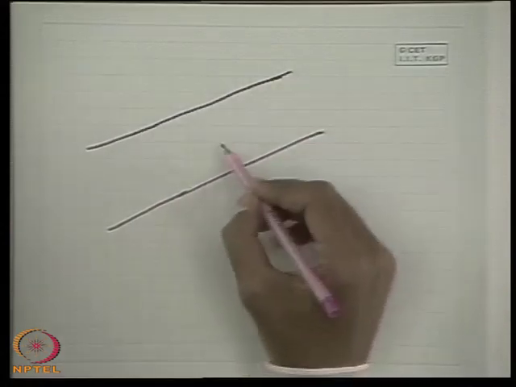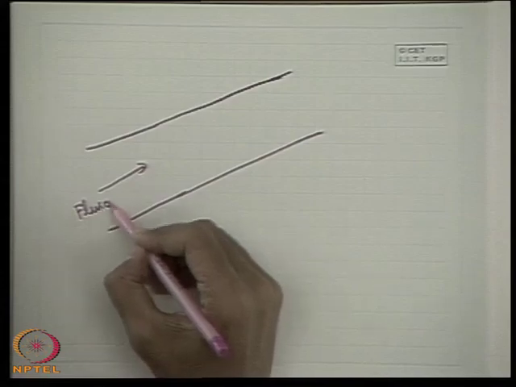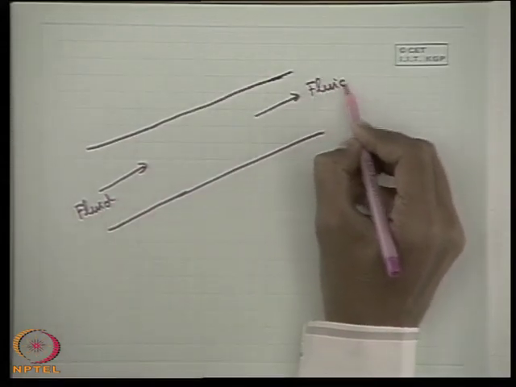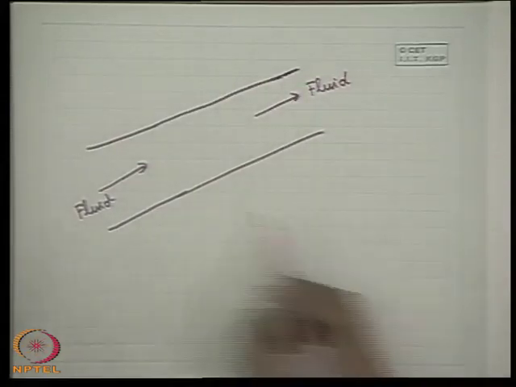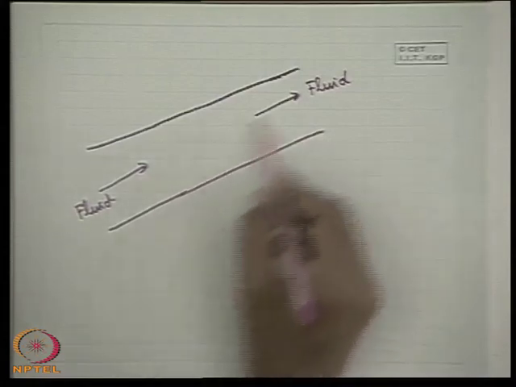Inclined tube in this direction, if the fluid flows like this, what will happen? If the fluid flows like this in an inclined tube, what will happen? If the fluid flows from a lower to upper direction, that means against the gravity.